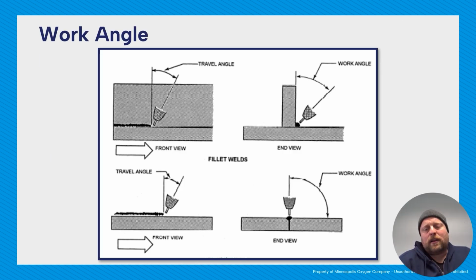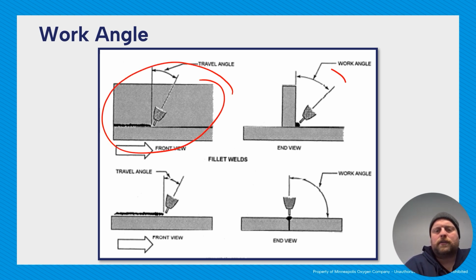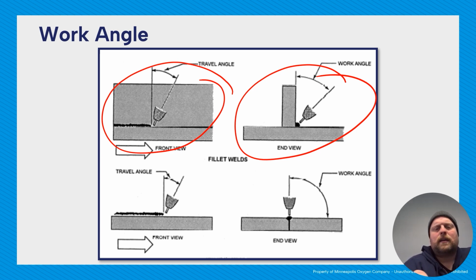Work angle. Work angle is the angle of your gun in relation to the work. If we look at a T-joint, this would be your front view of the T-joint. Here's a side view. You can see here, this is travel angle. Travel angle, which we'll talk about in a second, is the direction or the angle of your torch in relation to the path you're moving. Work angle is in relation to the work itself. For this T-joint, our work angle would be whatever our angle is between this vertical member and our horizontal member.